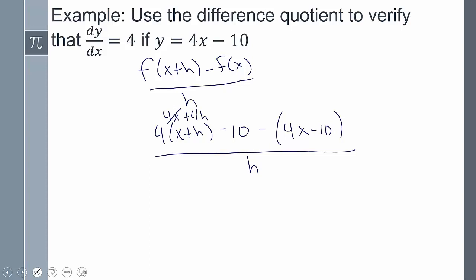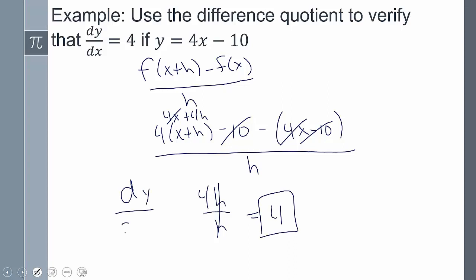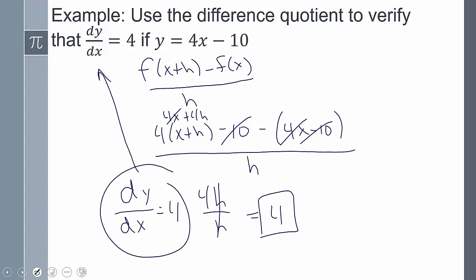The 4x minus 10, positive 10. And so you're going to be left with 4h over h. The h's cancel out, and so we get 4. And so I could say that my dy over dx equals 4. So we have verified it.